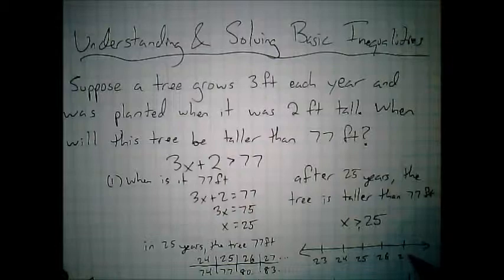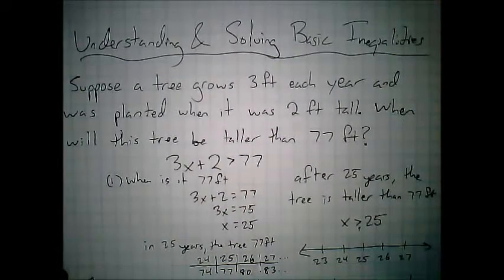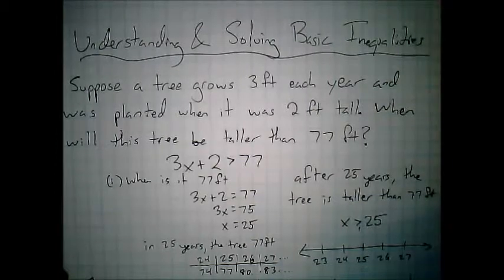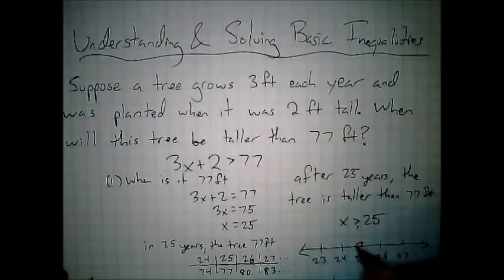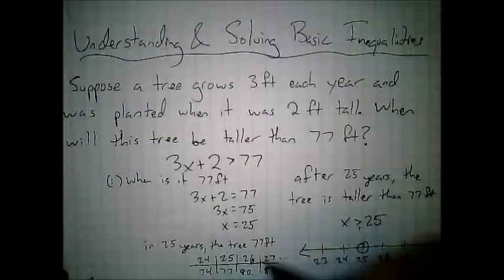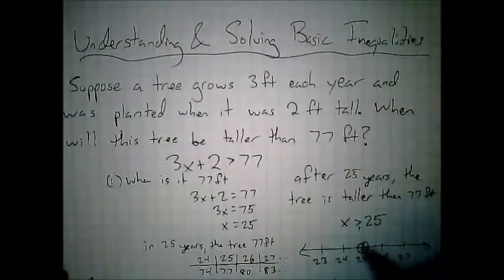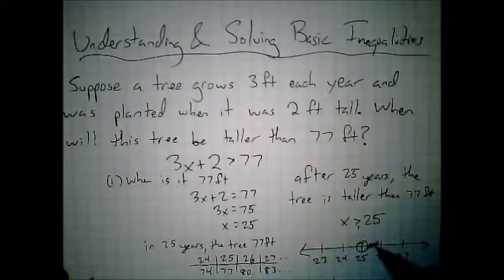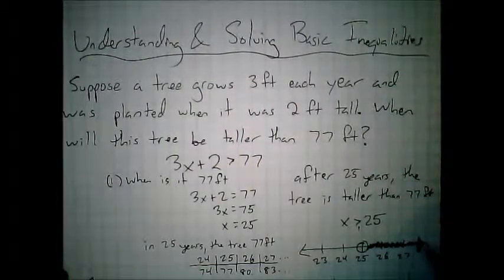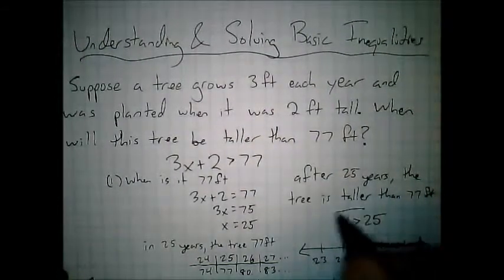In our number line, we're just going to center around the point 25. So now we're just graphing x is greater than 25. We know this means we have an open circle at 25 because that's our boundary. This is when it equals 77 feet. So you have 25, and we know after 25 years, so we shade to the right. This is the inequality x is greater than 25.